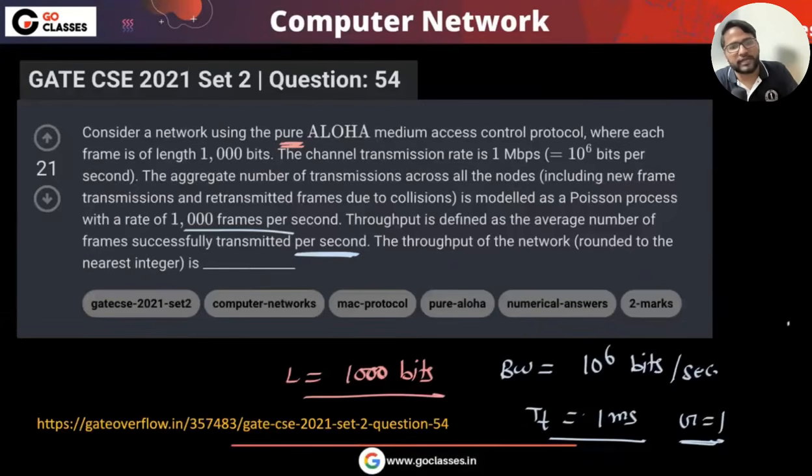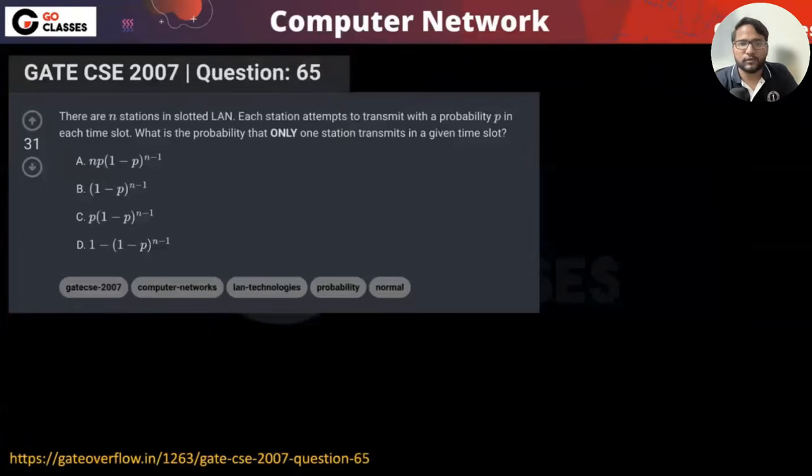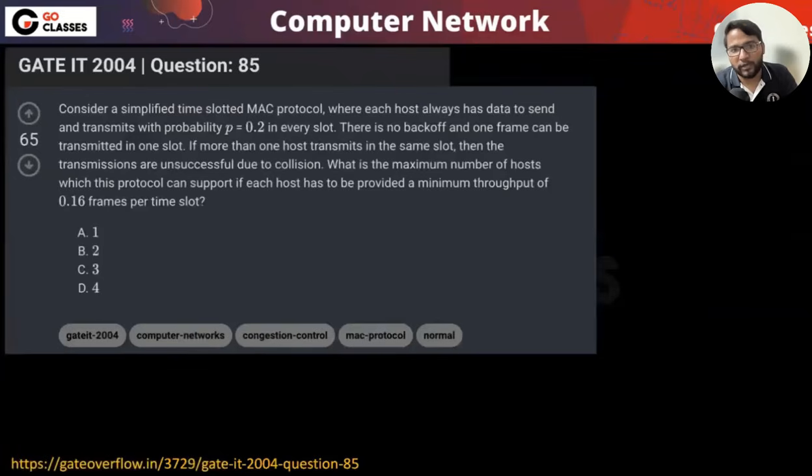This question also was very easy. You just need to calculate G, and from there you can solve this question. The other question that we have solved was this much. This was also a very easy question. But the last question is a little tricky. Okay, let's just solve this question. This last question is a little tricky. Cool.